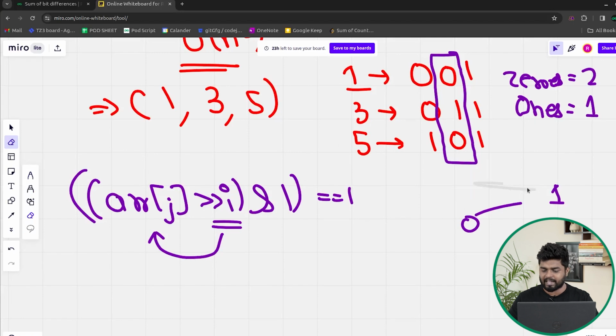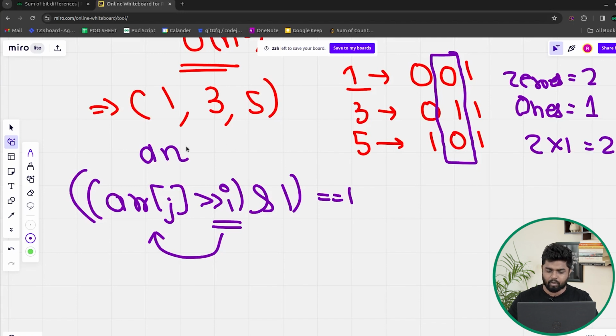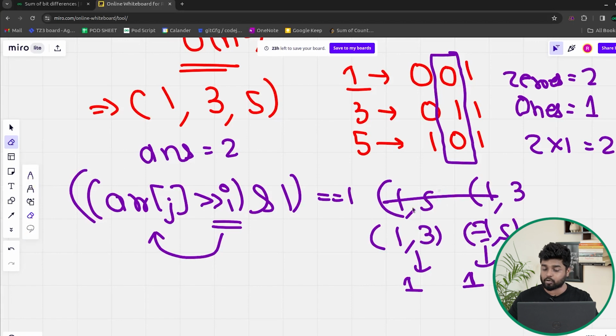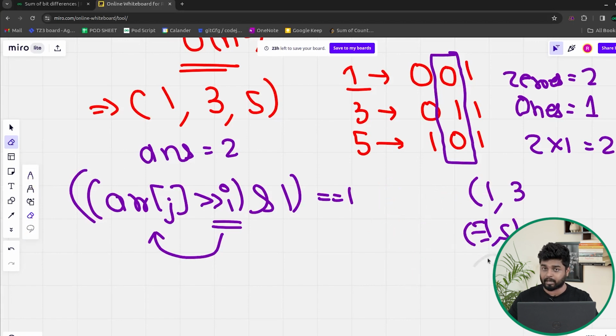So it will be 2 into 1, that is the number of zeros into the number of ones, which is nothing but 2 here. Notice that inside my answer I need to update it as 2, because if I make the pair 1 and 3, and the pair 3 and 5, then I will get 1 from here and 1 from here. Why? Because at the middle position both bits are different. For 1 the bit is 0, for 3 the bit is 1, for 3 the bit is 1, for 5 the bit is 0. So they will add 1 each, and overall they will add 2 to the answer. I hope this part is loud and clear.